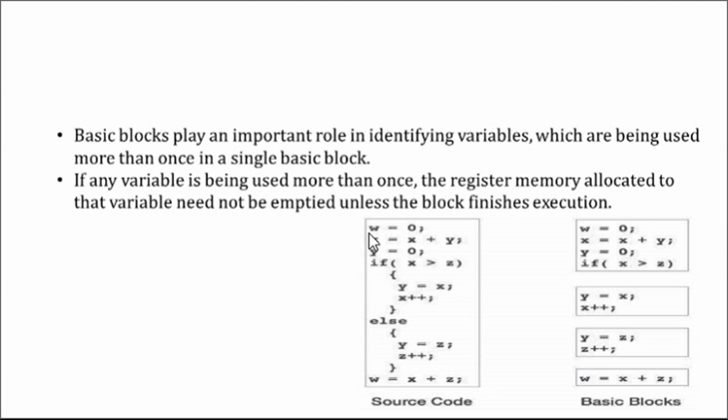As we have seen, the first statement is called a leader. That means the first basic block starts with w is equal to 0 until we get the jumping statement. Means if x is greater than 0, till these 3-4 statements belong to the one basic block. Then block 2 is going to be executed when x is greater than z. After that, x greater than z, we are having the next header statement.